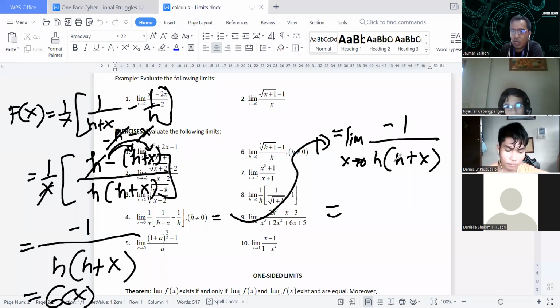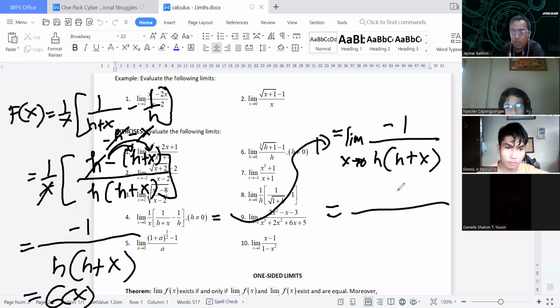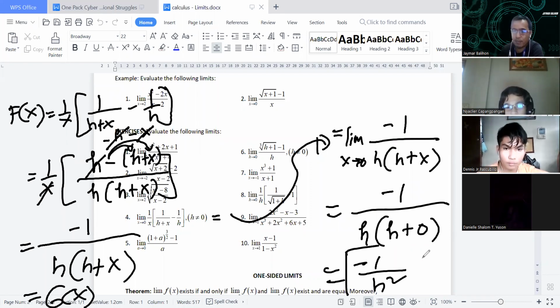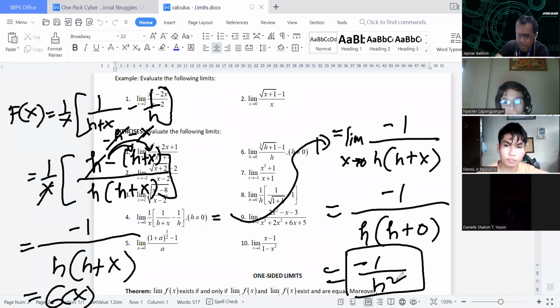By the way, this h here is any constant. So it will be now negative 1 over h times h plus 0. So this is just h times h. So your answer would be negative 1 over h squared. Okay? Some of the problems have answers in the exercises I gave you. You can use them to check if you got the correct answer. And I am sure that this is correct. Okay? Any questions? Clarifications?